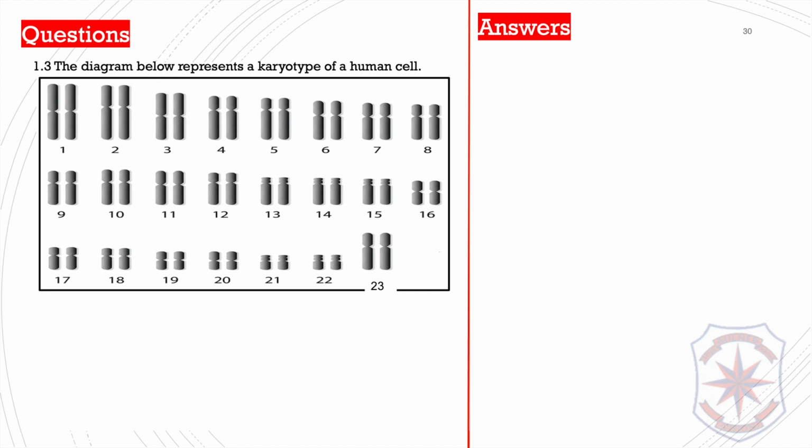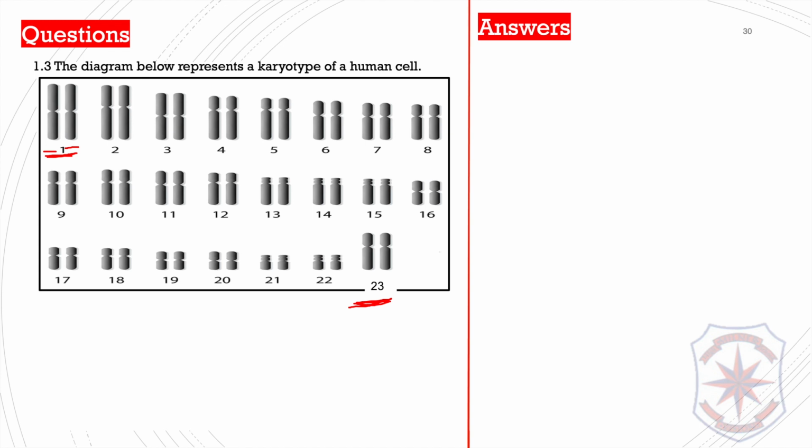Question 1.3, the diagram below represents a karyotype of a human cell. Let's see if this karyotype is normal. What can we identify? This karyotype contains 23 pairs of unreplicated chromosomes. So these two chromosomes form one homologous pair, and the same goes for each and every single pair. We have pair 1, pair 2, pair 3, until pair number 23. So it contains 23 pairs of chromosomes.